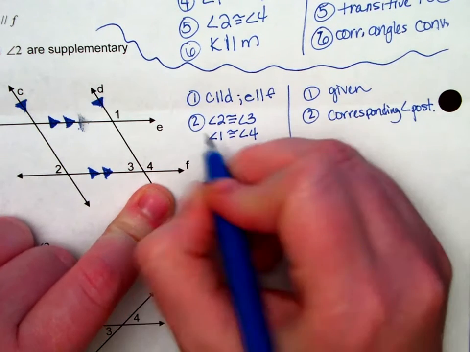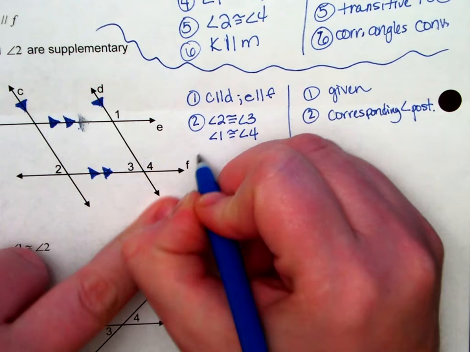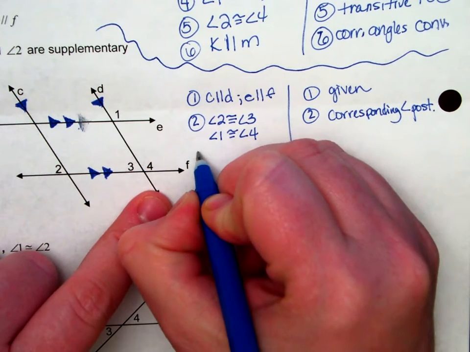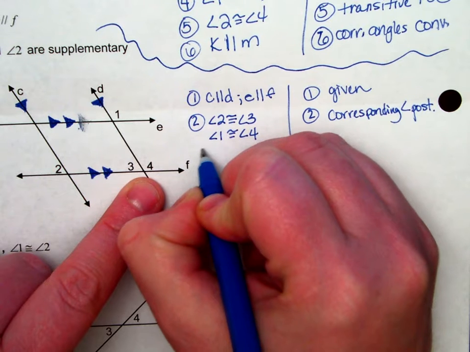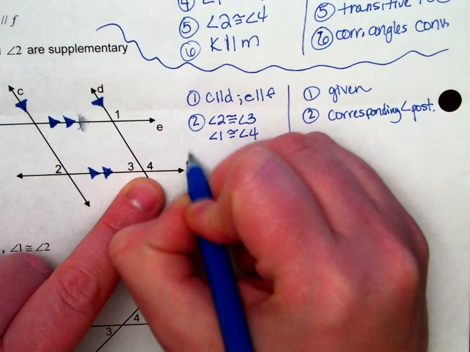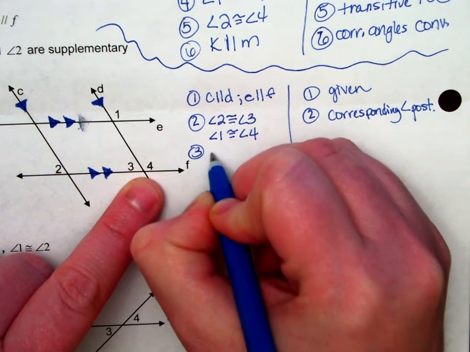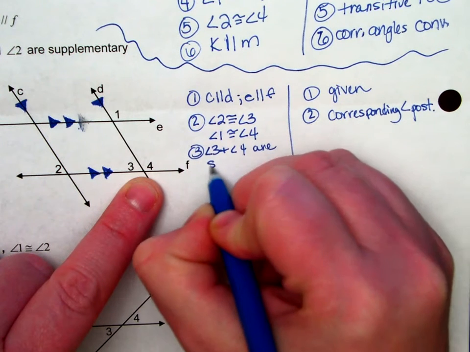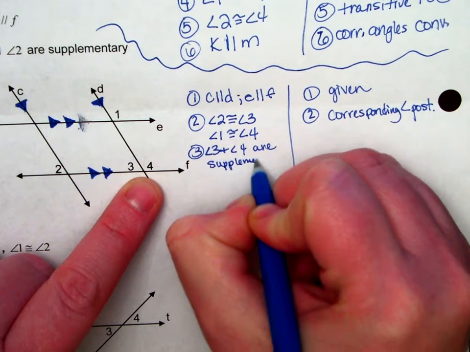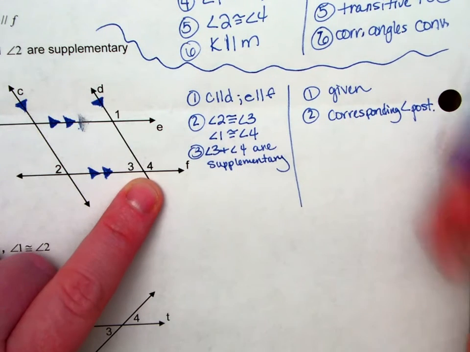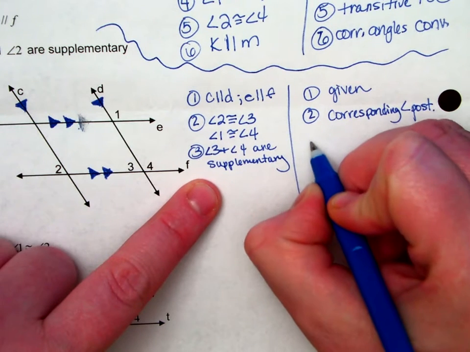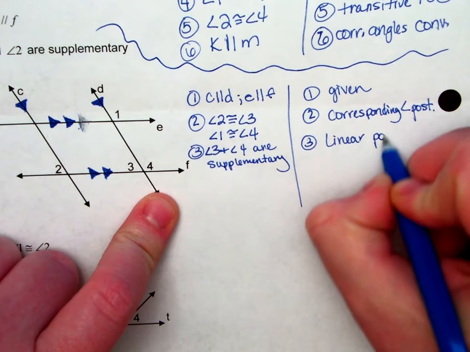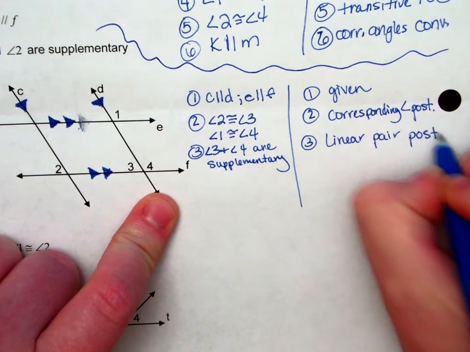So since they're congruent, I can do that. Now, also by definition of congruence, because I'm going to have to do some measurements, I'm going to look at this. Angle 3 and angle 4 are supplementary. So what I'm going to do is come up here and say linear pair postulate, because it's a linear pair.